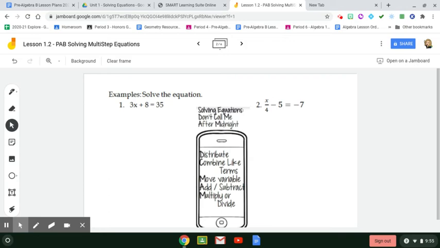So these are all the big steps that we're going to see a bunch today, the adding and subtracting, the multiplying or dividing, okay? But in the future, we're going to see all of these steps. So that's why I kind of threw it in there today, okay?